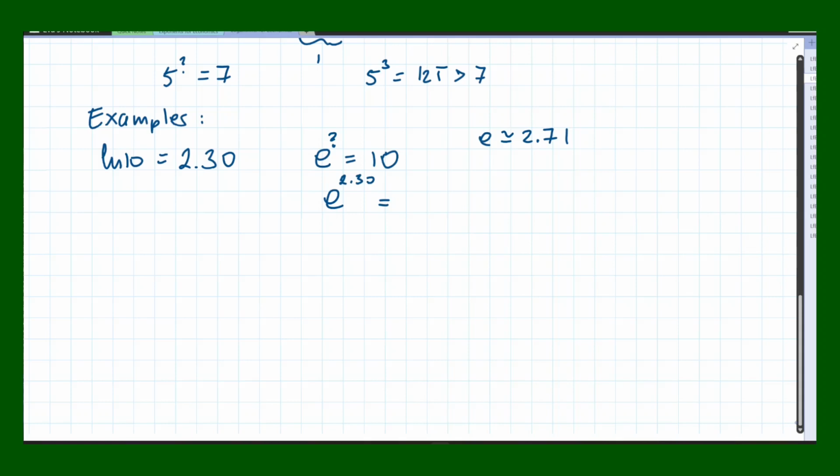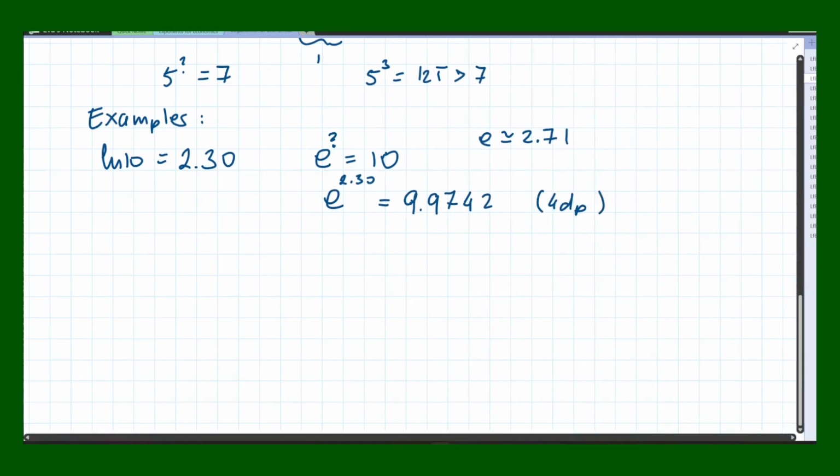My calculator also has a function of raising numbers to the e power, so I'm going to enlist the help of that functionality, and I'm going to type in 2.30 into the power, and the answer is 9.9742 rounded to 4 decimal places.